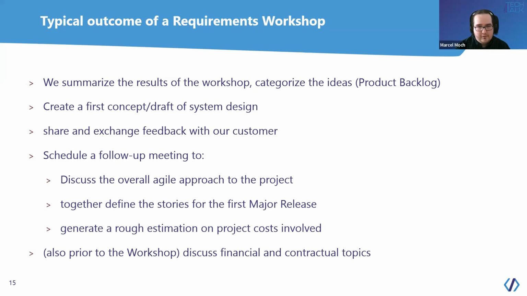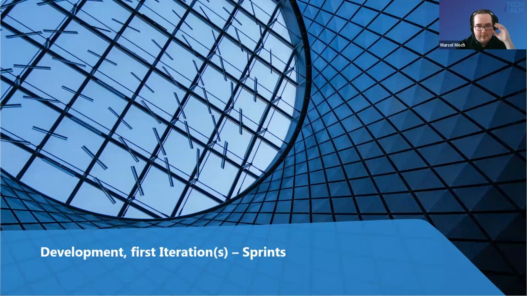We would share the results of those workshops with the customer and usually schedule a follow-up meeting where we talk about the project, contractual topics, financial topics, budgets, etc., and try to find structure in the product backlog. What is the overall functionality that the customer actually wants to have in the first release of the product? What are the important user stories or epics that we should have in the first release? And of course, we do a rough estimation of the project's costs that are involved.